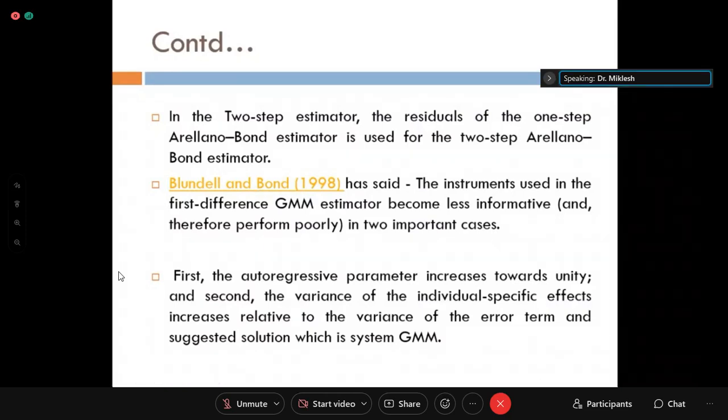Blundell and Bond 1998 said the instruments used in the first difference GMM estimator become less informative and therefore perform poorly in two important cases. First, when the autoregressive parameter increases towards unity, and second, when the variance of the individual specific effects increases relative to the variance of the error term. The suggested solution is system GMM. Now come to the point of system GMM. Again, I'm repeating what we have understood.